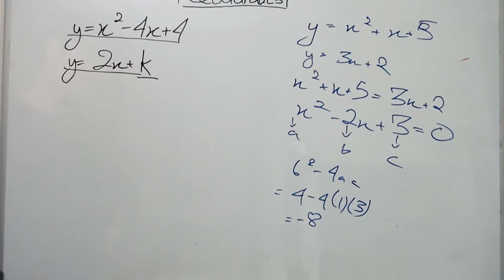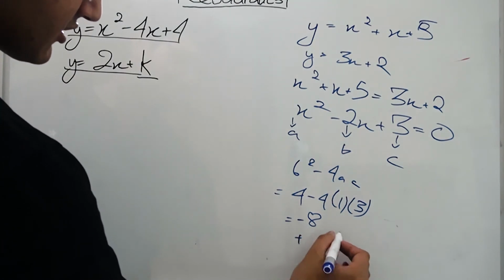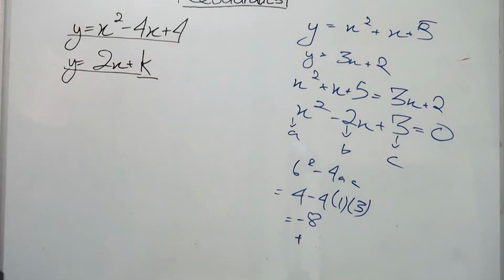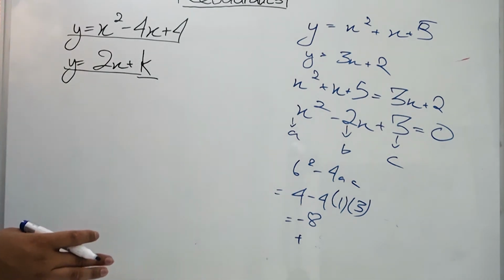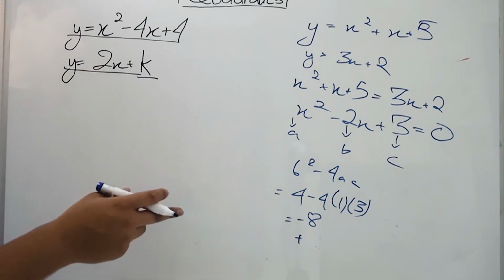Because it's negative, it means that these lines will not intersect. If it was positive, it means the lines would have two intersection points. And if it was 0, it means that the line would be a tangent. Remember this question, they want this line to be a tangent. So we need the determinant to be 0.